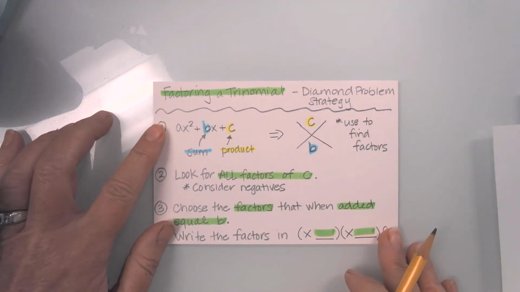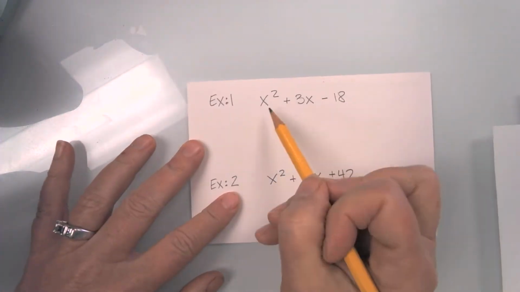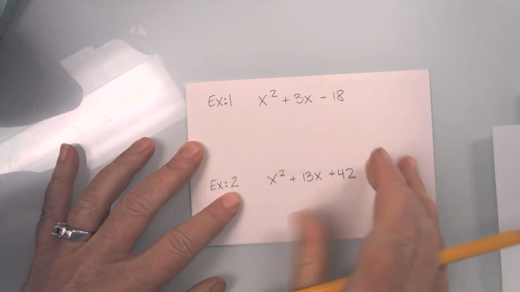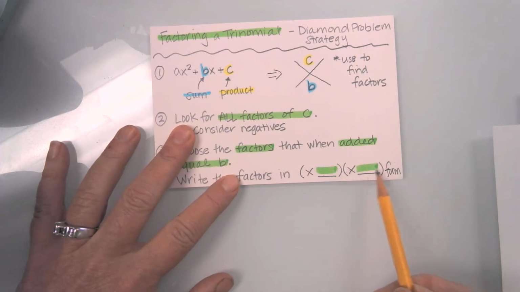Good morning, mathematicians. Today we are going to be factoring trinomials. Trinomials look like this. They're in an ax squared plus bx plus c format. So we are going to take it from this format and write it into our factored form.